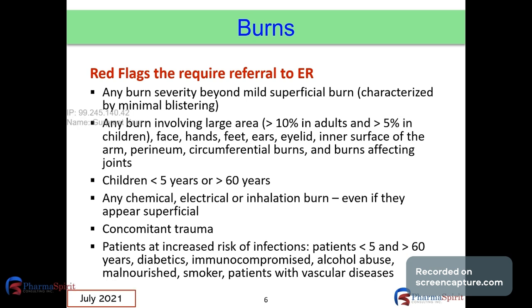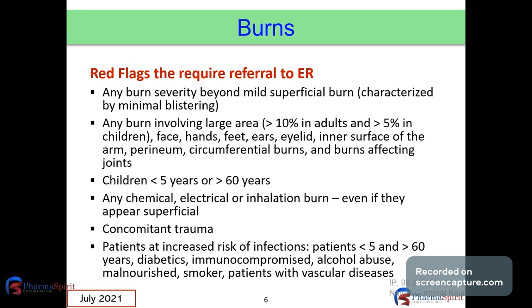Other groups that should be also referred to the ER is burns in children less than 5 years of age or adults older than 6 years of age, because these two groups are presumed to have thin skin. Also, any electrical, inhalation, or a chemical burn involving concentrated acid or alkali products, even if they appear to be minor, and that's important. So any electrical burn, inhalation burn, or a chemical burn that involves concentrated acid or alkali, even if they appear to be minor, they need to be referred to the ER.